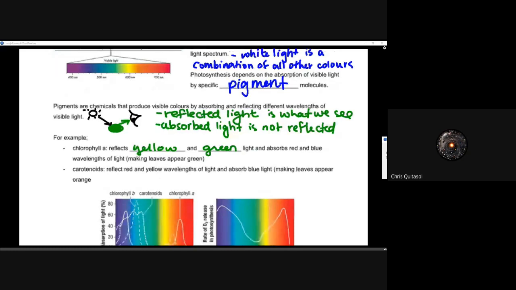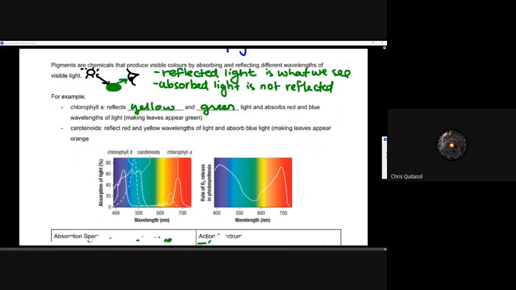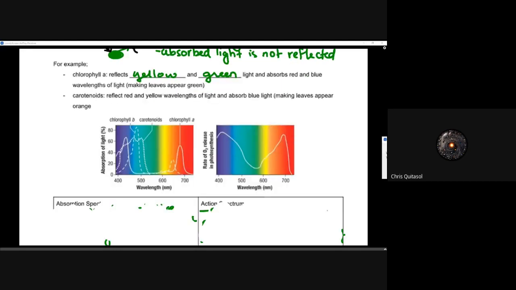So for example, chlorophyll A reflects yellow and green light and absorbs red and blue wavelengths of light, making leaves appear to be a greenish color. Carotenoids reflect red and yellow wavelengths and absorb blue light, making leaves appear a reddish orange color for the most part. So it's interesting to think of the context of plants and how, as a result of what pigments exist within their leaf structures, that changes the color that they become. So when you think about how leaves change colors, which I won't spoil too much because you can do a little activity about it afterwards, it's important to recognize how the concentrations of the different pigments within that leaf really dictate the color that it shows.